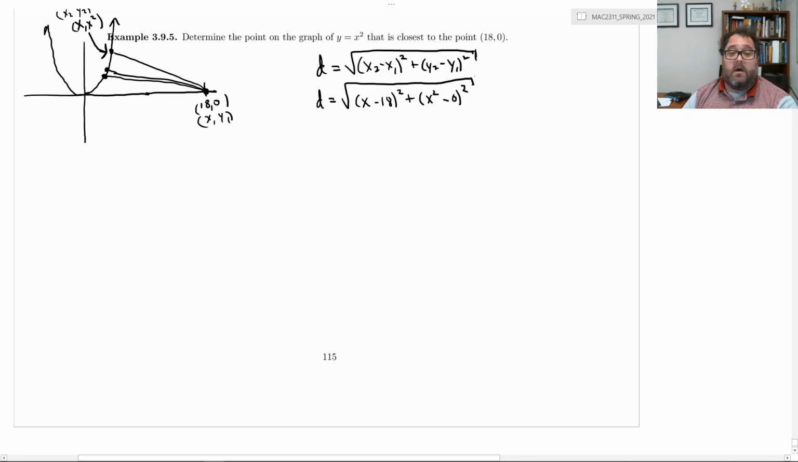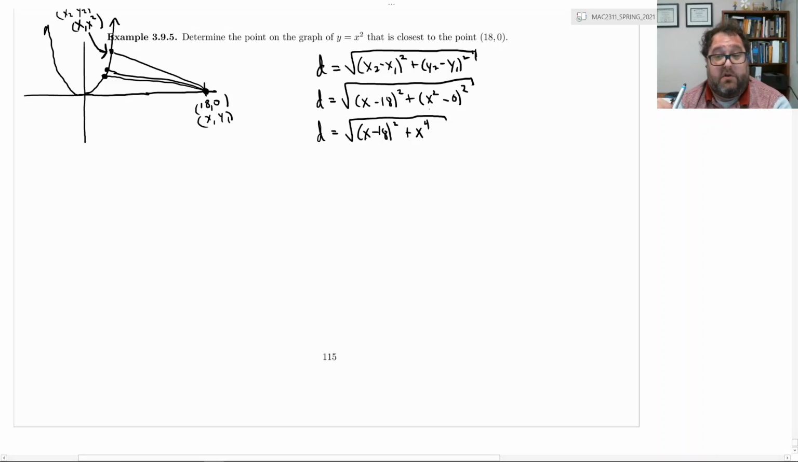And there we are. Would it be smart to collect like terms and such for that inside function? It's not mandatory. I guess we could. I don't think it really matters one way or another. We could leave it as is. I suppose you could say x squared minus 0 squared is x to the 4th. It's probably good to do that. I'm going to leave this as x minus 18 squared plus x squared squared, which is x to the 4th. Okay, so there's our distance function.